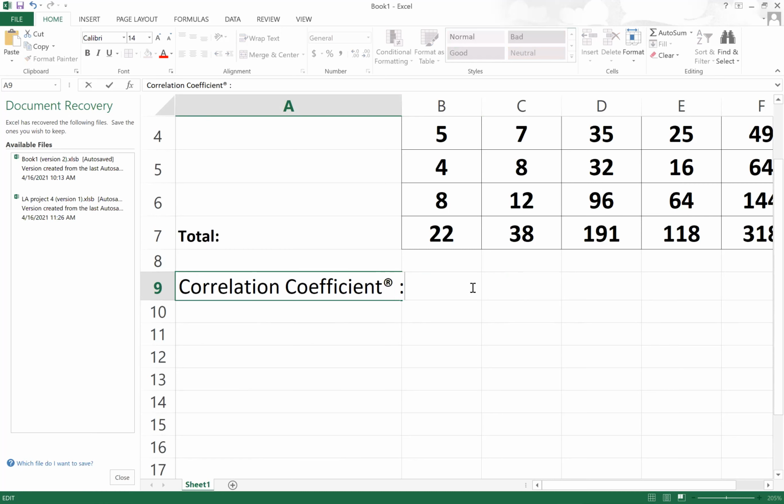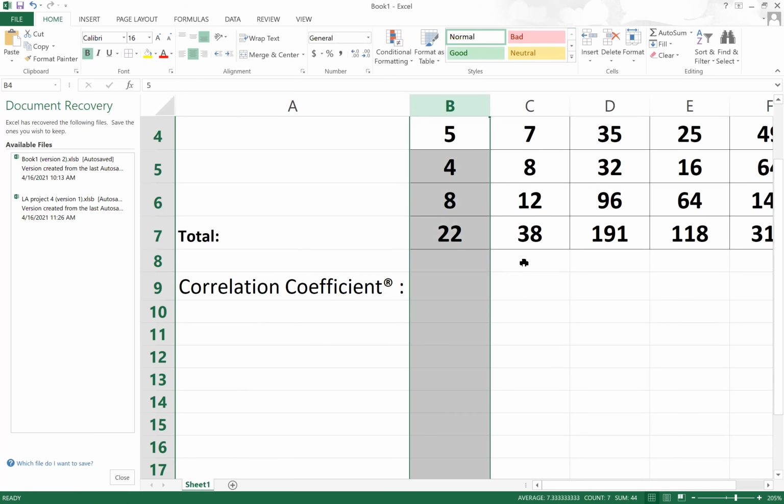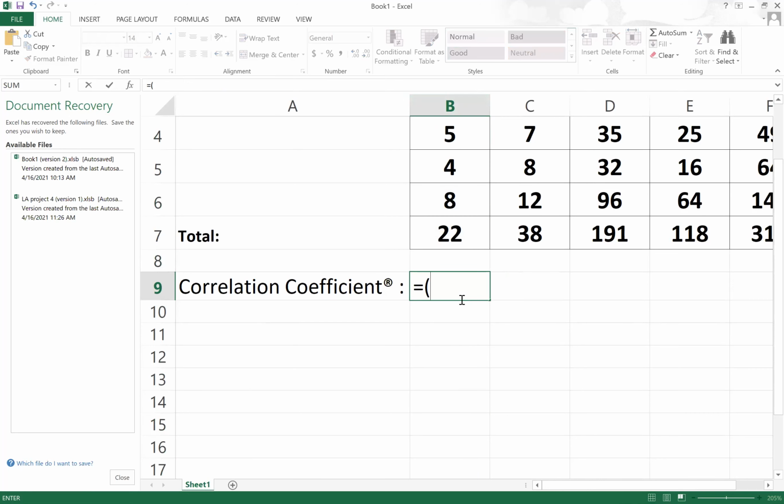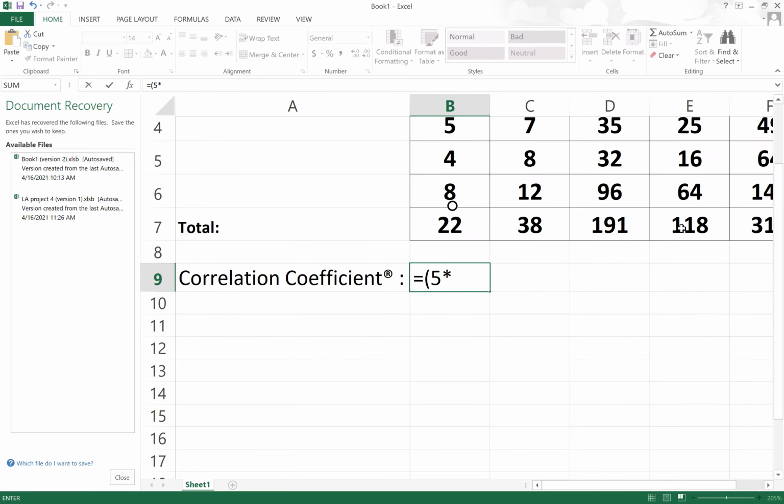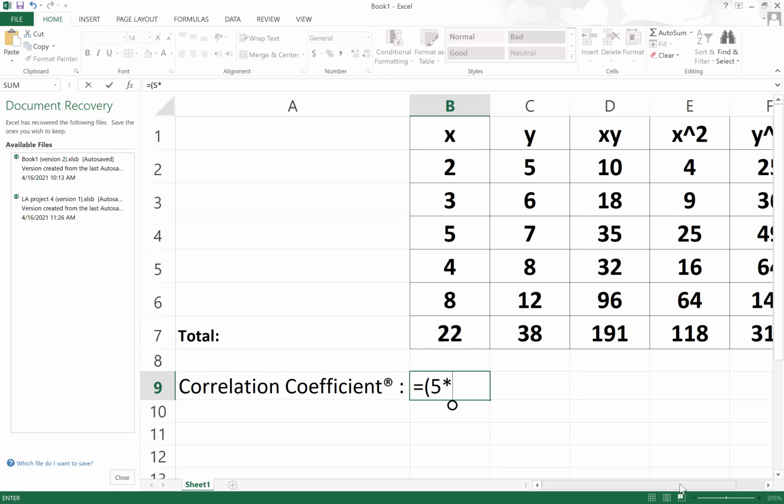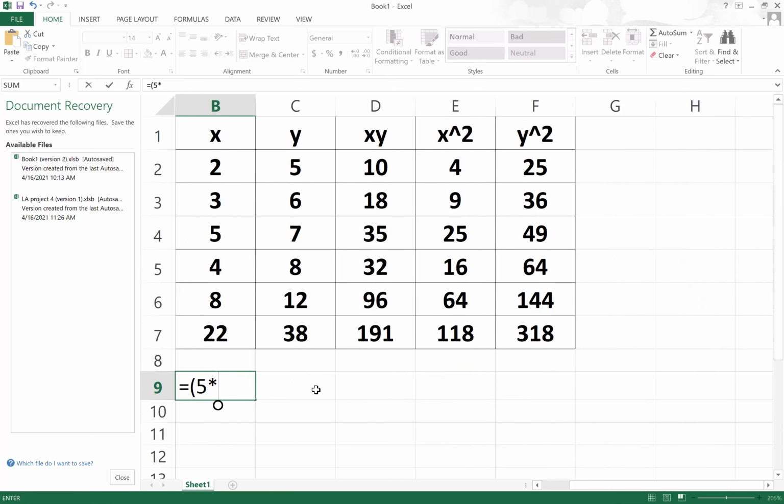Okay, and we just follow all the calculation we have there, right? So put equal sign first and put numerator in parentheses. So we have 5 times summation xy 191. If we go up a little bit, we'll be able to see all of that. Okay, summation xy 191 minus summation x is 22 times 38. Okay, that will be the numerator and divide by denominator. We have a big parentheses and then first square root.